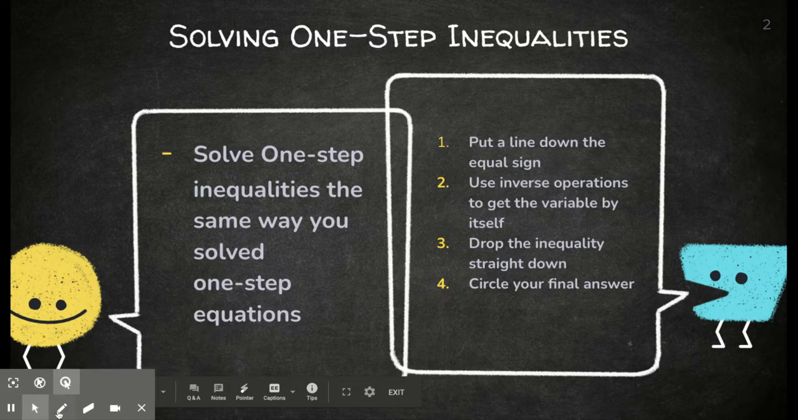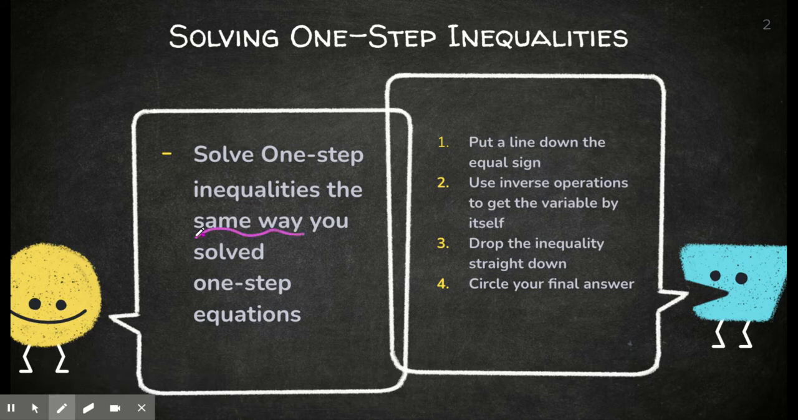Solving one-step inequalities, you do it the same exact way you would solve one-step equations. Remember, an equation uses an equal sign, and inequalities use the greater than, the less than, the greater than or equal to, and the less than or equal to signs. So the process and the steps are identical. It's the symbol in between the quantities that is changing.